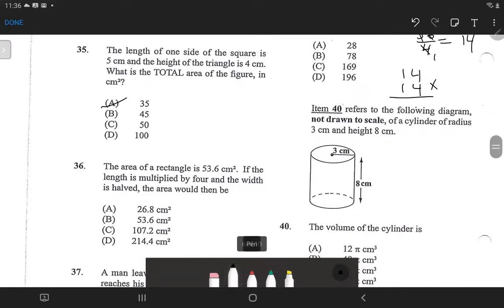So 14 by 14, that is 140 plus 56. So that is 196. So that's D. Notice that I'm showing all my work.